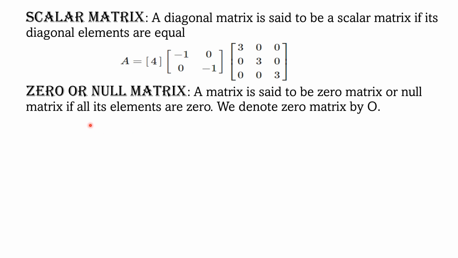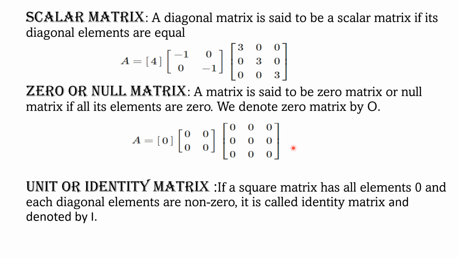Next, 0 or null matrix. A matrix is said to be a 0 matrix or null matrix if all elements are 0. Okay, in the 0 or null matrix, all the elements will be equal to 0. We denote the 0 matrix by O. For example, you see, in the first one, only one element, that is also 0. In the second one, all 4 elements are 0. In the third one, all the 9 elements are 0. Hence, this is called a null matrix or 0 matrix.